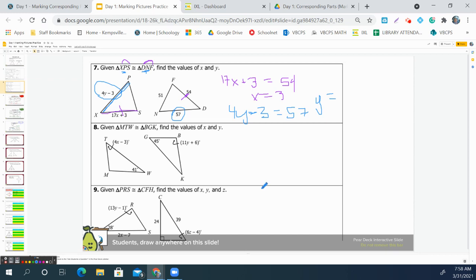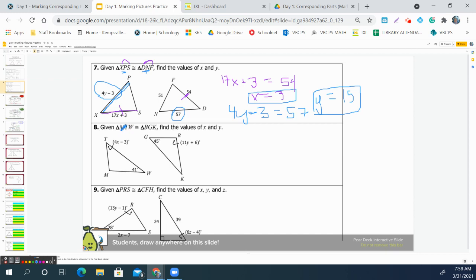What's y equal? 15? Do we agree? Is y equal 15? Okay, nice. Pretty easy, right? Let's do 2 more and then we're going to do the IXL. At least start on it.